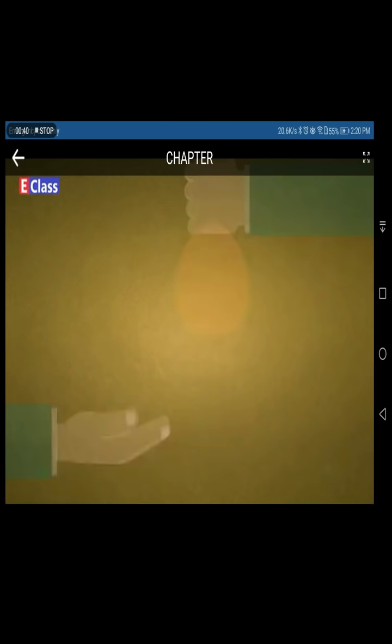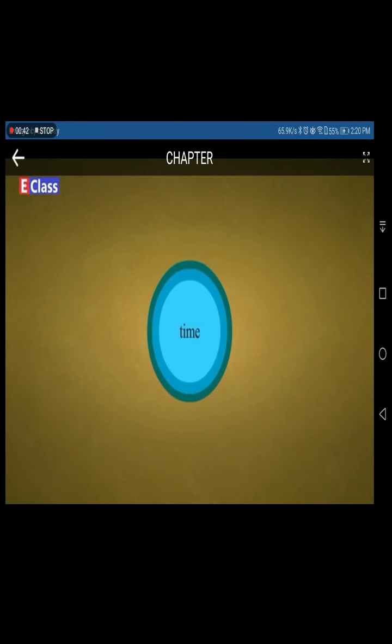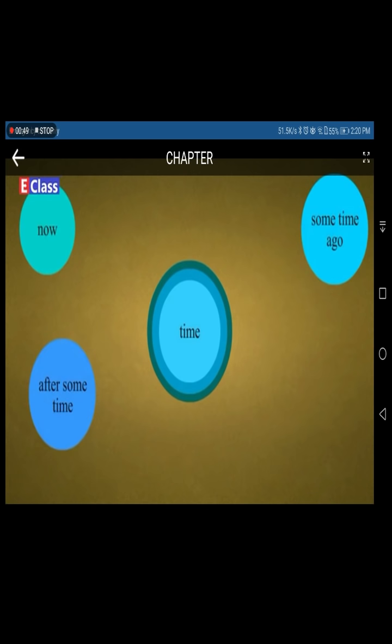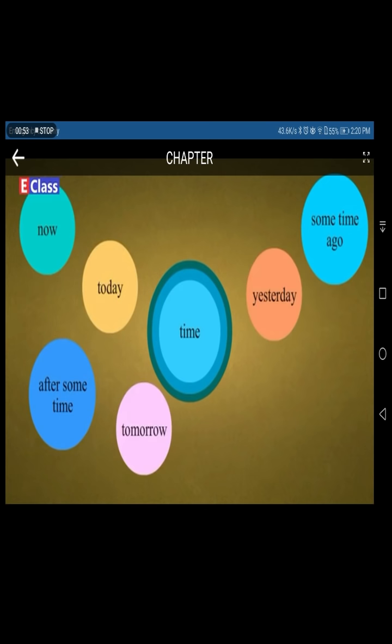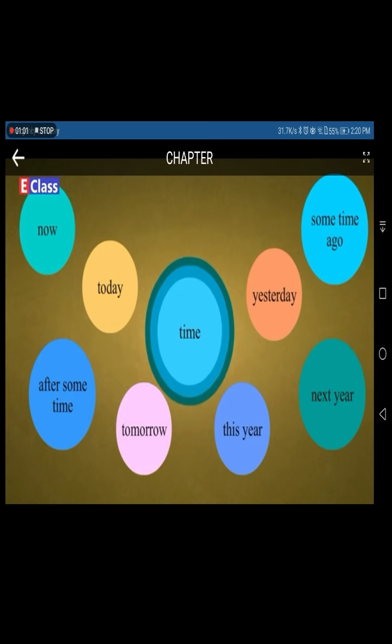For our convenience, we divide time in different ways. Often we use words like now, some time ago, after some time, or today, yesterday, tomorrow, or this year, next year, etc. When we use these words, we are actually measuring time in our minds.